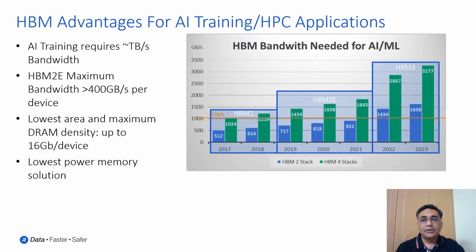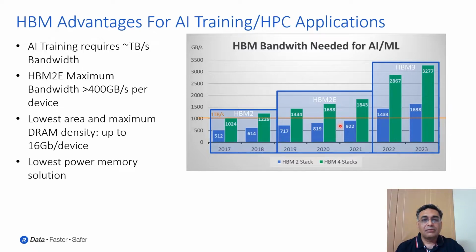AI training typically requires greater than terabyte per second memory bandwidth. In this slide, we will look at the number of devices required to meet this 1 terabyte per second bandwidth. Looking at various DRAM generations, it required 4 DRAM devices of HBM2 type to meet the terabyte per second mark.